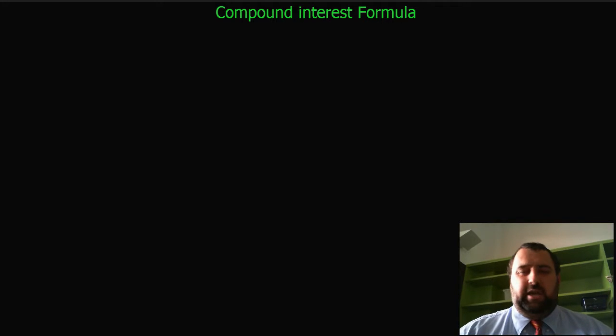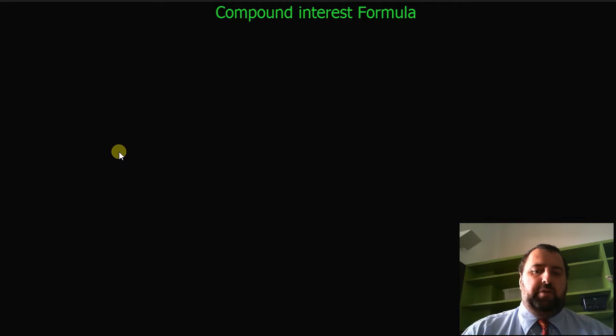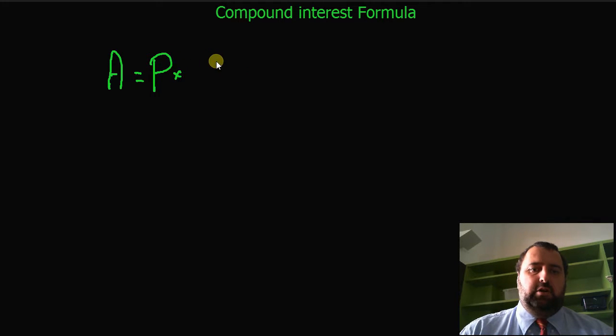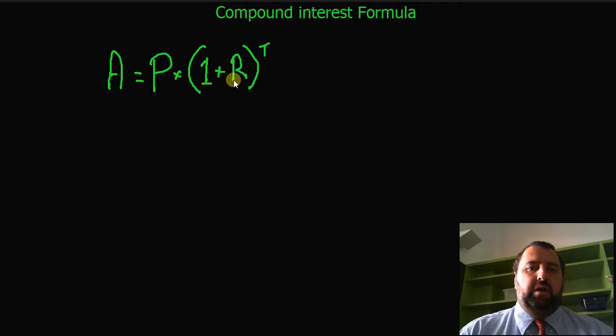Okay, so the actual compound interest formula itself. Now this one's a bit of a tricky formula. So our rule is A equals P times, open brackets, 1 plus R, to the power of T. A equals P times (1 plus R) to the power of T. Let's make that a bit clearer, that it's a 1 to the power of T.